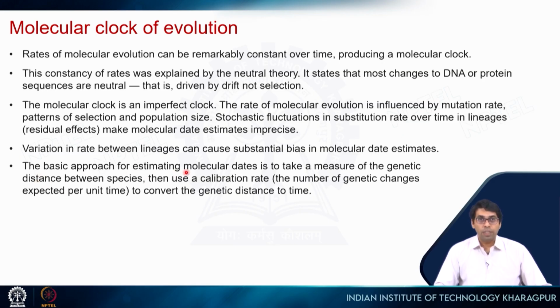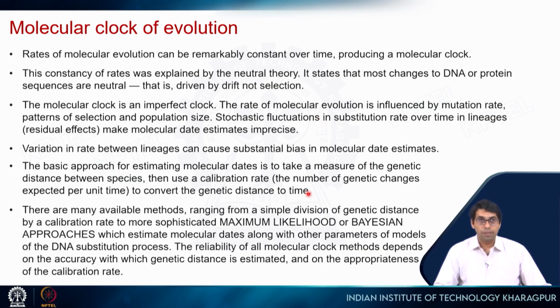The basic approach for estimating molecular dates is to take measures of the genetic distances between species, then use a calibration rate to convert the genetic distance to time. So, this is the basic premise, right. However, of course, as pointed out here, there are several problems with this. There are many statistical methods by which people do this. There are sophisticated methods like maximum likelihood or Bayesian approaches which estimate molecular dates along with other parameters of the model of the DNA substitution process.